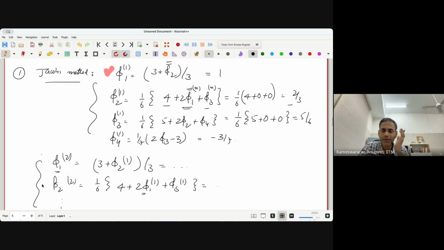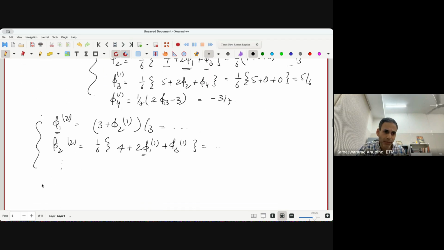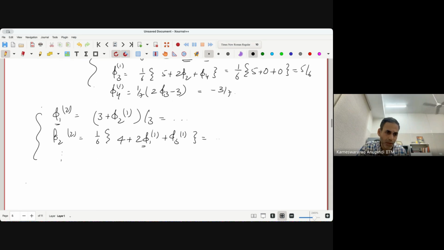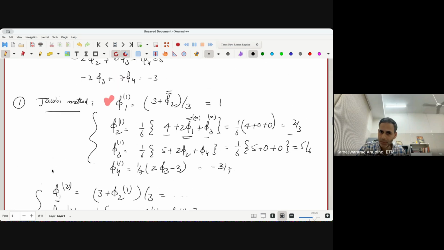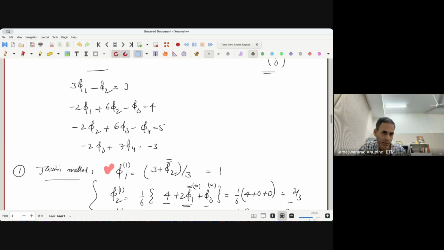If I ask you to do 3 iterations or 4 iterations, you can do it like this. Fine, so that is the idea. Now, how does it differ if you were to do the Gauss-Seidel method? What we're going to do is copy paste this one.